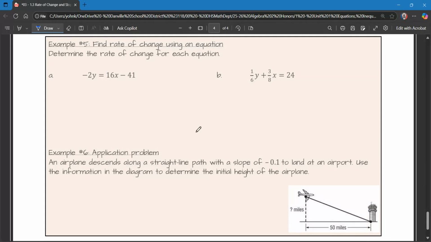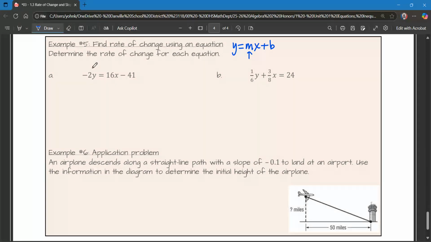Okay, example number 5, find the rate of change using an equation. So we did find the rate of change using ordered pairs. We did it using a graph. Now let's do it using an equation. Remember, in an equation, we're looking to get it into y equals mx plus b. This is where you can then find your rate of change: the number in front of the x.